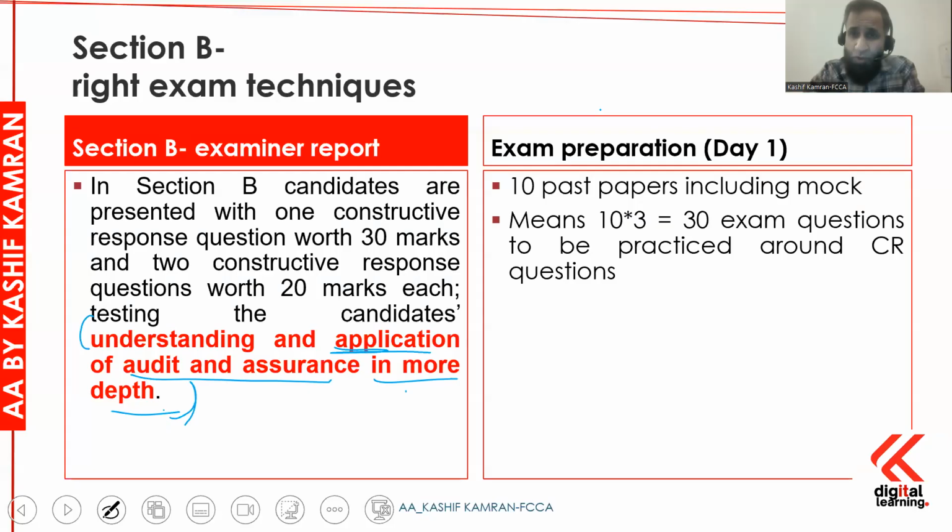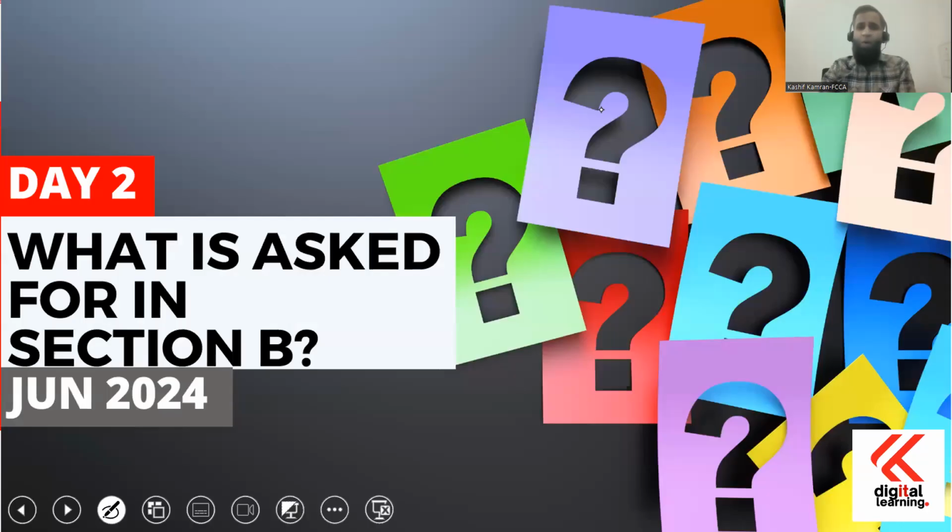So please ensure you do the 10 past papers and you excel on the 70% of the paper, because if you do these 30 CR questions, you are in a good position to pass the upcoming June 24 exams, because you know there is so much repetition in section B. Let's find out the repetition. Let's find out what exactly comes in section B and how well we are prepared for it. What is asked for in section B?